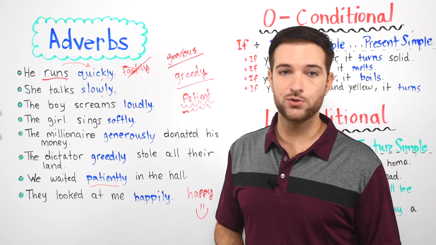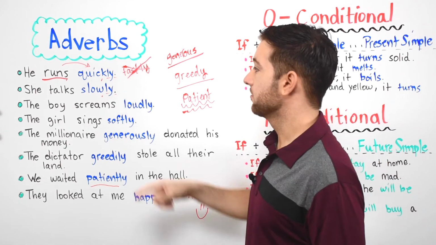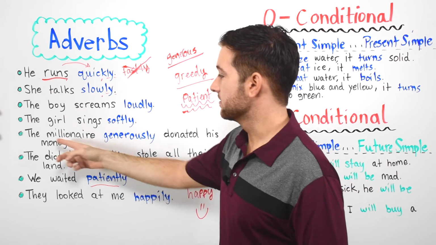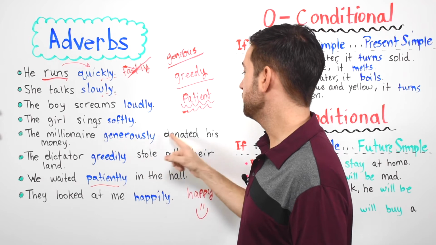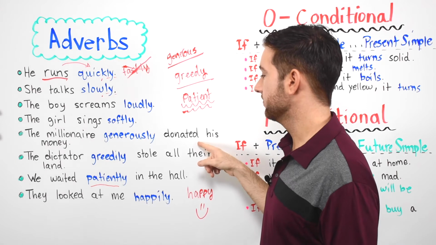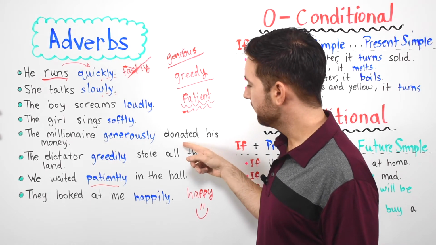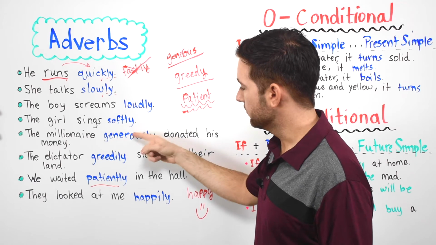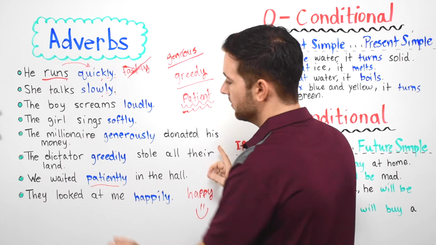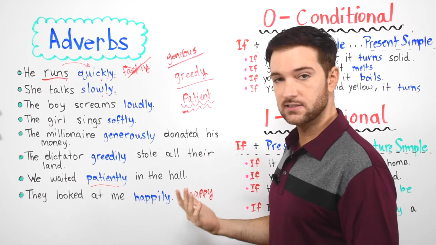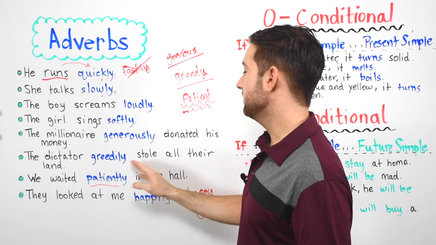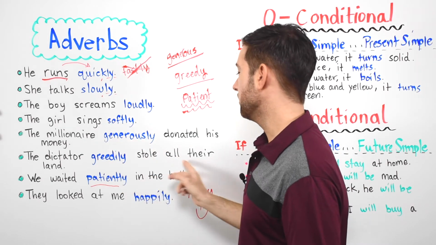However, I would say that most people say the adverb after the verb. So like this. This is more normal. But then you have cases like this. The millionaire generously donated. So donated is the verb here, and it comes from the verb to donate. And before the verb you have the adverb, which is generously. Now notice that these ones are a little bit longer. So normally when a sentence is a little bit longer, it comes before. Okay, the dictator greedily stole comes before all their land.